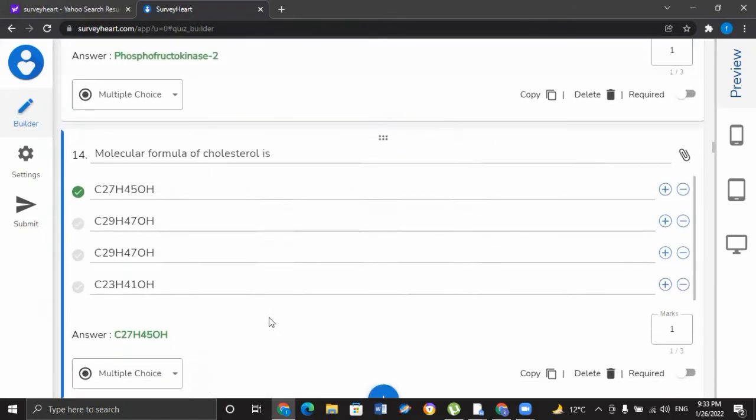Actually, the molecular formula of cholesterol is C27H45OH. That is option A for MCQ number 14.